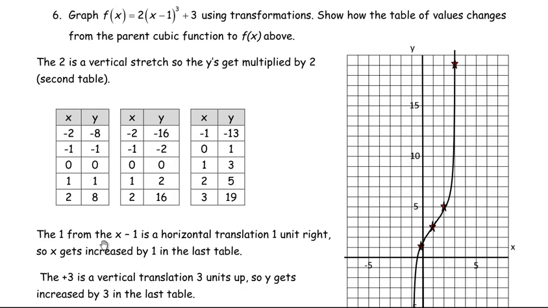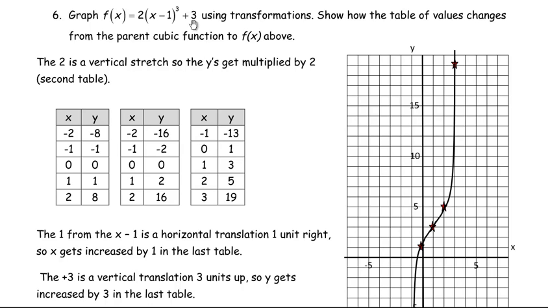Now, the x minus 1 is a horizontal translation of 1 unit right. So the x gets increased by 1, or has 1 added to it, from this table to this table. So -2 plus 1 is -1. -1 plus 1 is 0. 0 plus 1 is 1. 1 plus 1 is 2. And 2 plus 1 is 3. So we increased all the x values by 1.